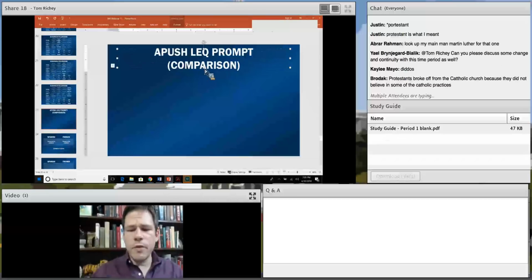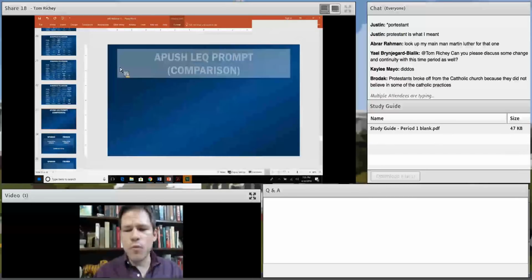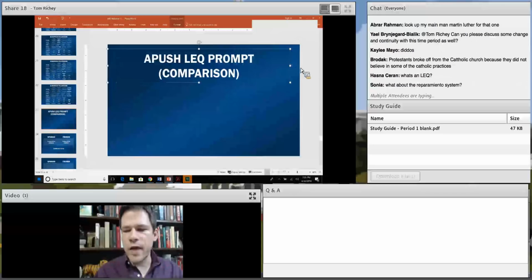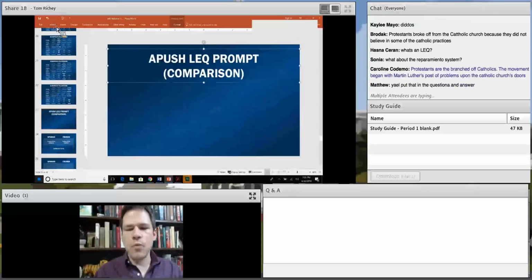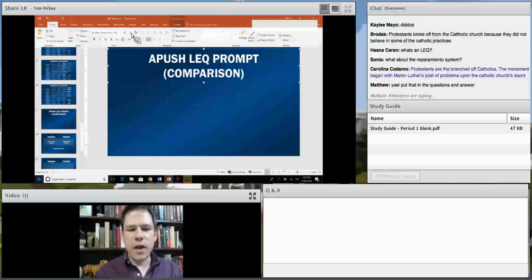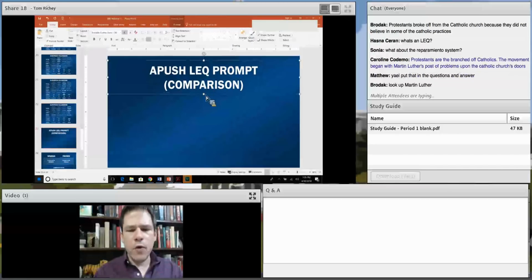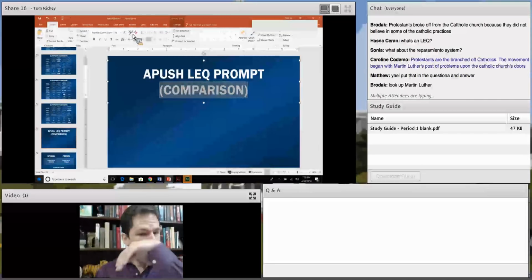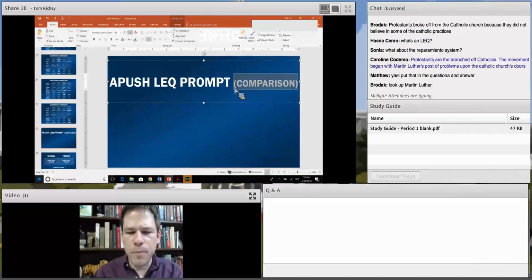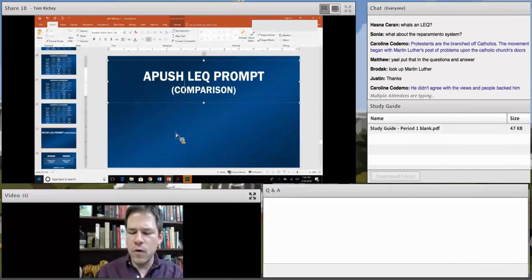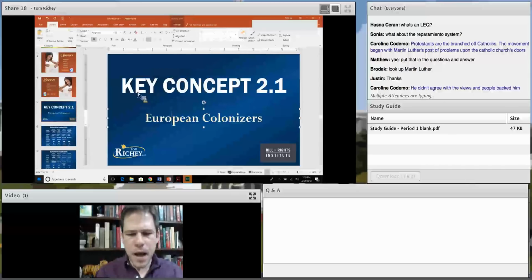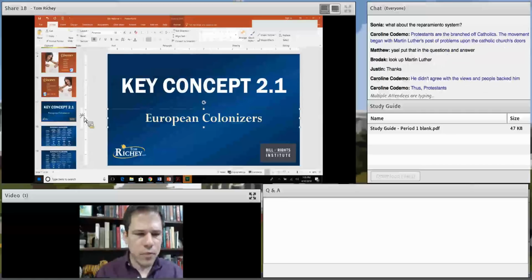Now, one thing we want to note is that if you type in APUSH LEQ rubric, or Google that, you're going to see my rubric for the APUSH LEQ. I've also got that I can share with you in the resources. Okay, so the LEQs will all be scored on the same rubric, but they have different skills that they address. So as far as comparison here, the prompt could look something like this.